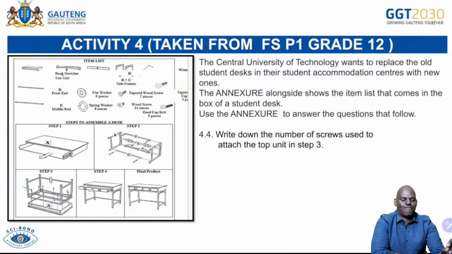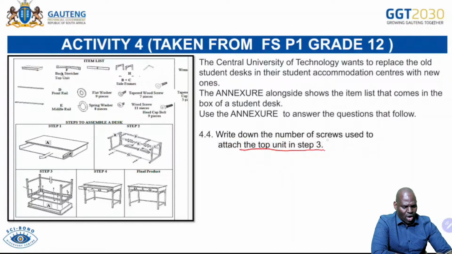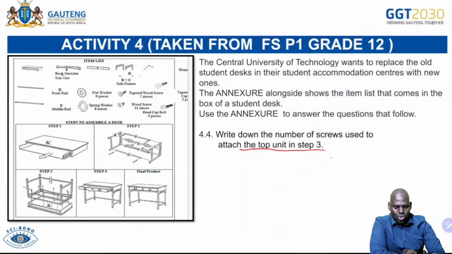Okay, and then number 4.4. Write down the number of screws used to attach the top unit in step number 3. You can see that in step number 3, they have indicated the items there going down. These are the screws. So they want to know the number of screws used to attach the top unit. The top unit is just the table, upside down. So we just need to count.